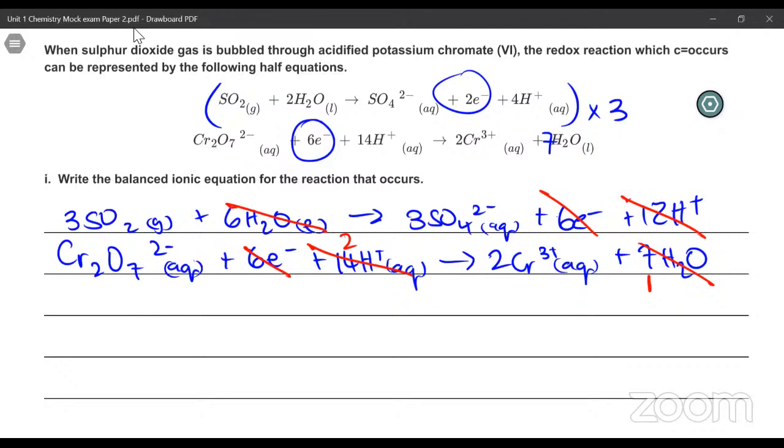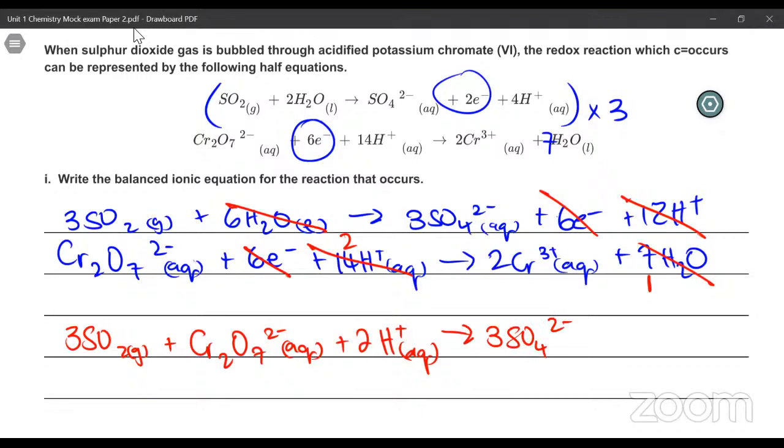When you write out the complete balanced equation, what you would get is 3 SO2 gas plus, on the left of the arrow, Cr2O7 2- aqueous plus 2 H+ ions. Remember your state symbols. And on this side, we have 3 SO4 2- aqueous, and 2 Cr3+ aqueous as well. That would be your fully balanced equation.